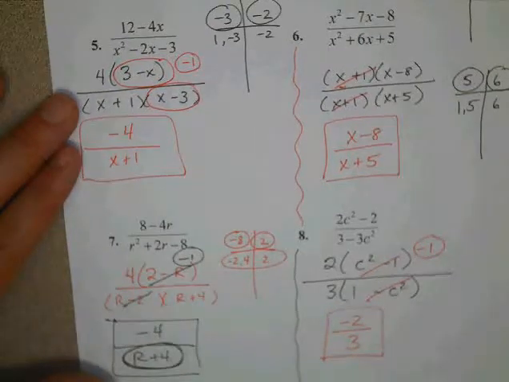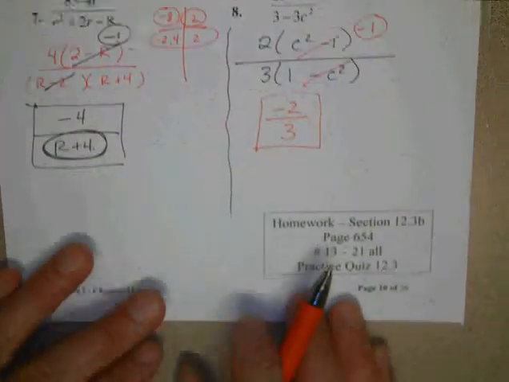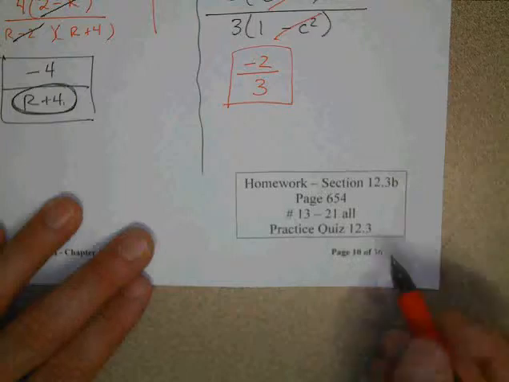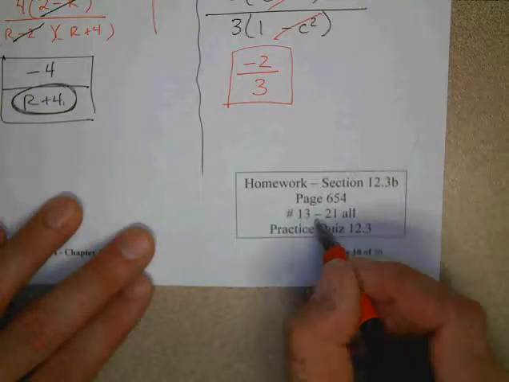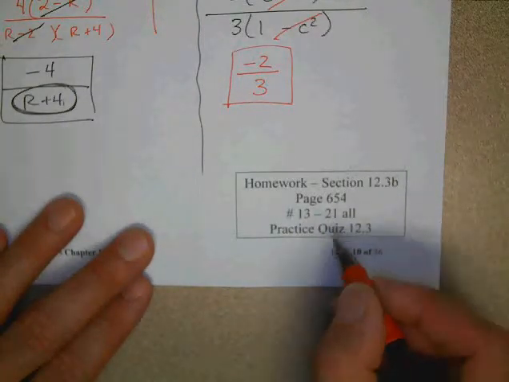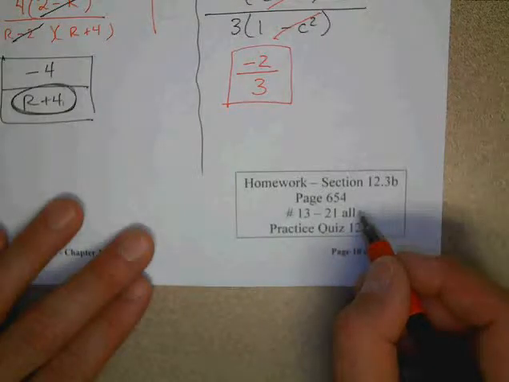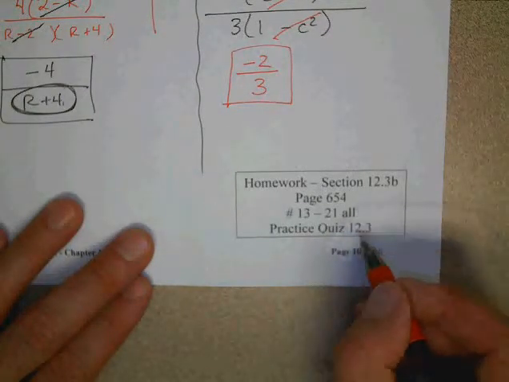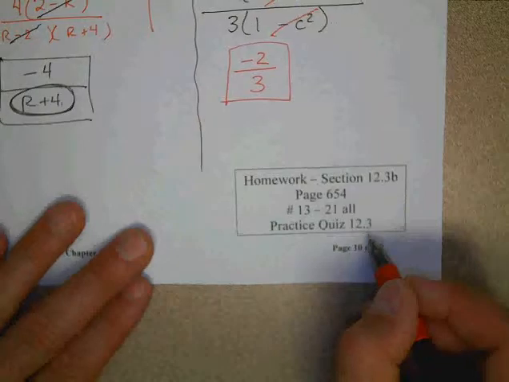Okay? Now, as we finish up here, we've got a simple assignment. We've got the second half. We have 8 problems, number 13 through 21. And then also, when you finish that, as I'm sure you will in class, I want you to record your scores up front and then start on the practice quiz on our homework. Okay?